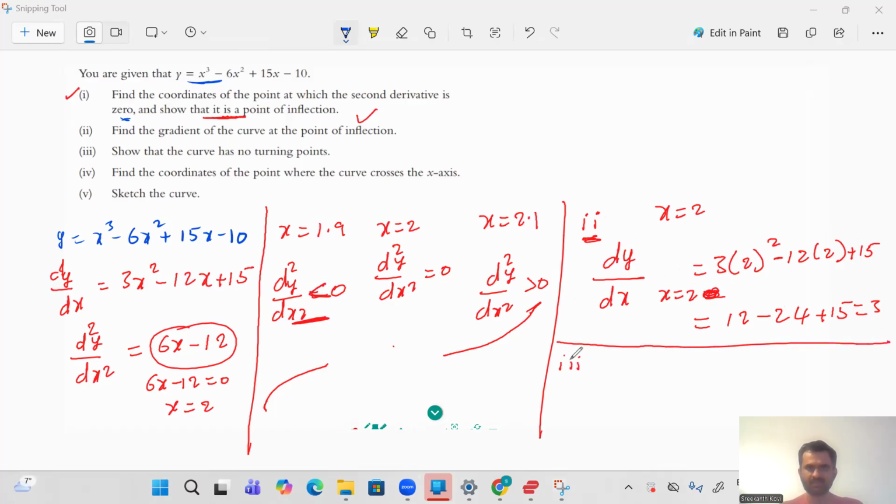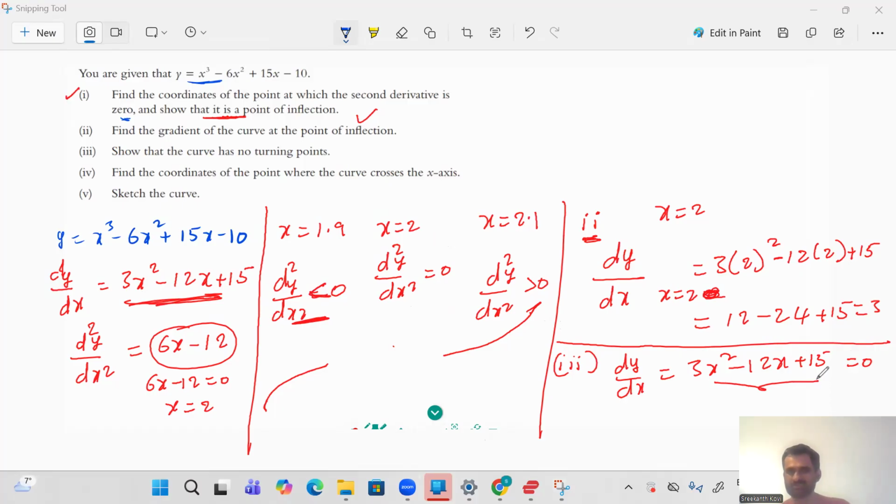Show that the curve has no turning points. Whenever a question is asking you to show that a curve has no turning points or no stationary point, you try to prove that. So you find dy by dx. We already have that, dy by dx, 3x squared minus 12x plus 15. We equate that to 0. If you cannot find the values of x, then it has no turning points.